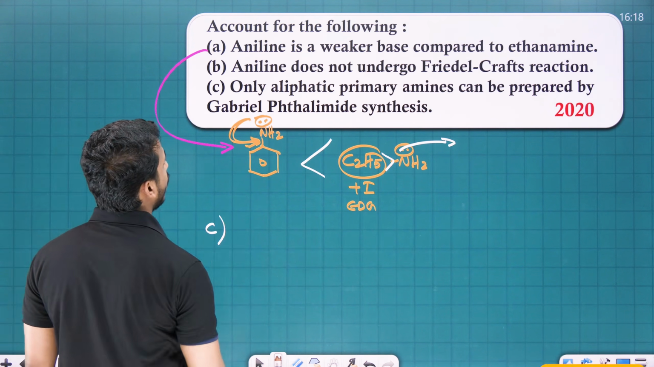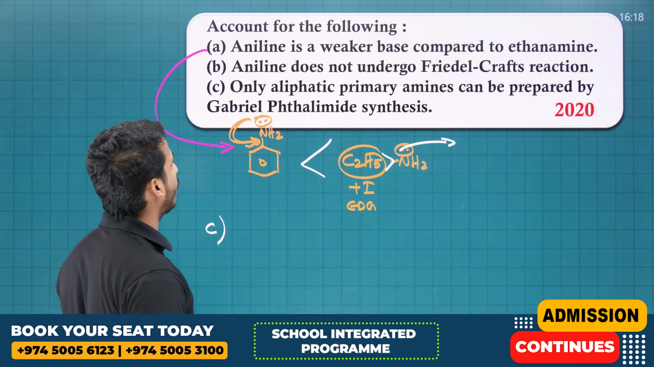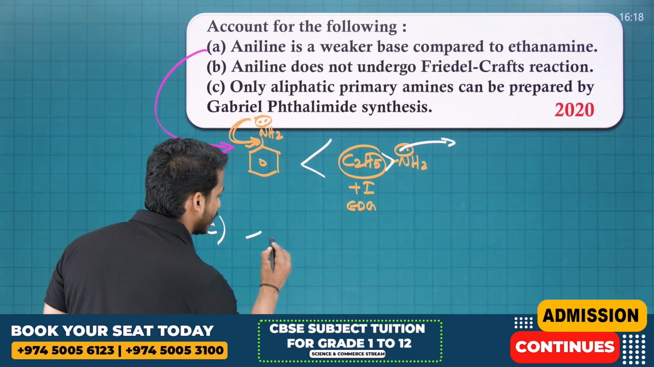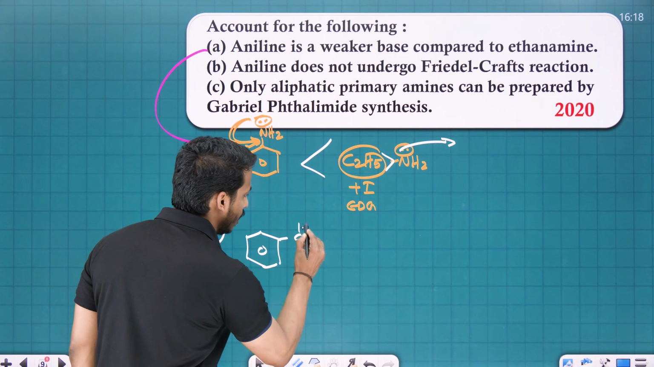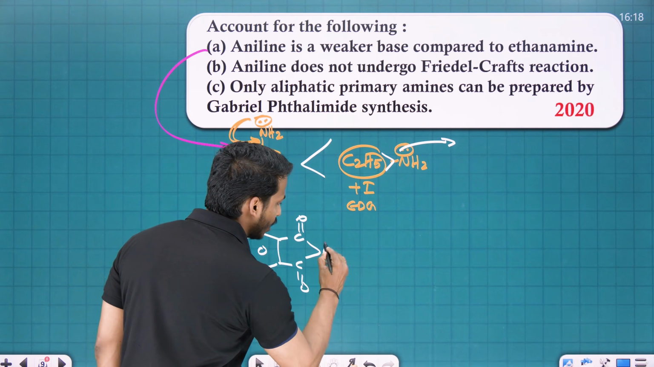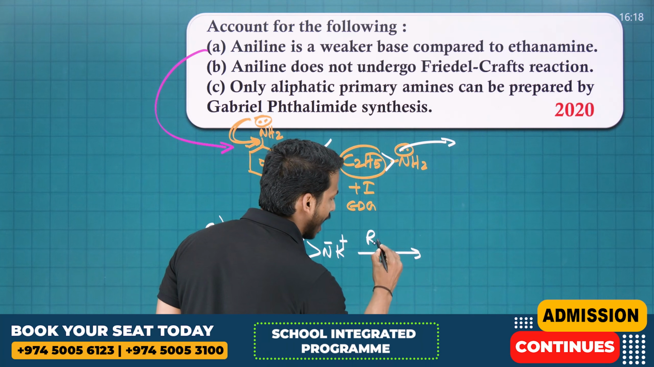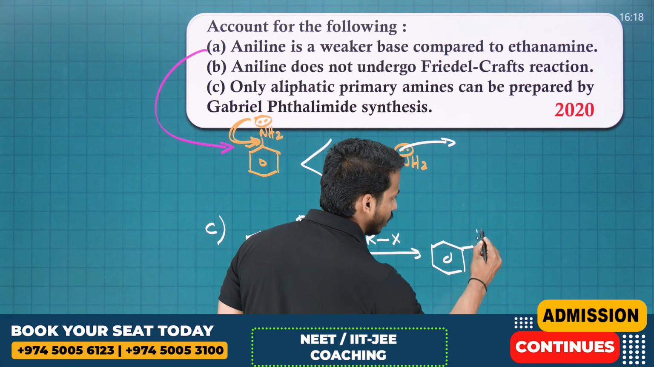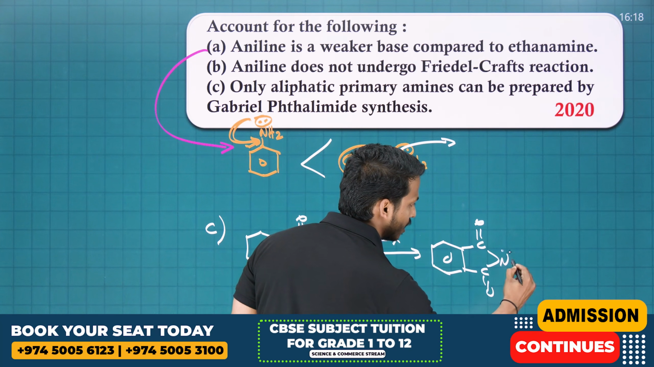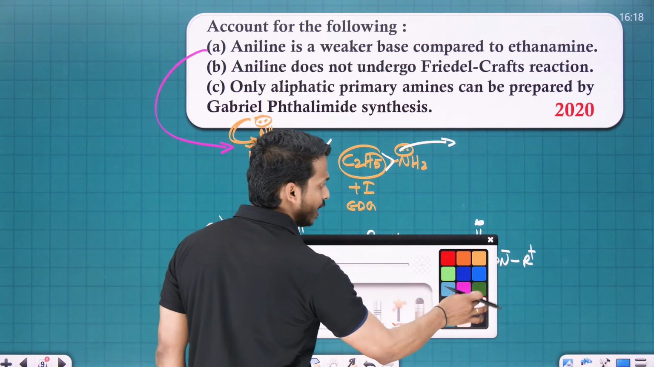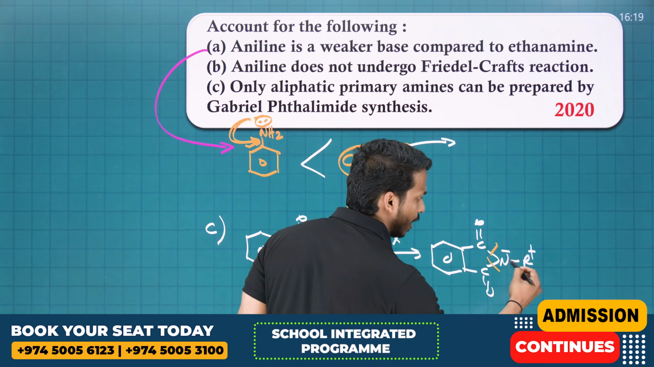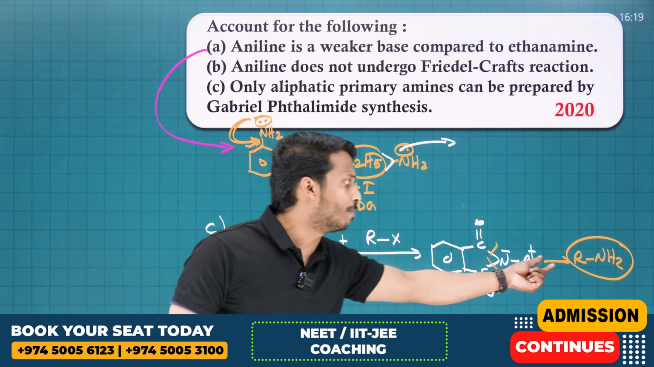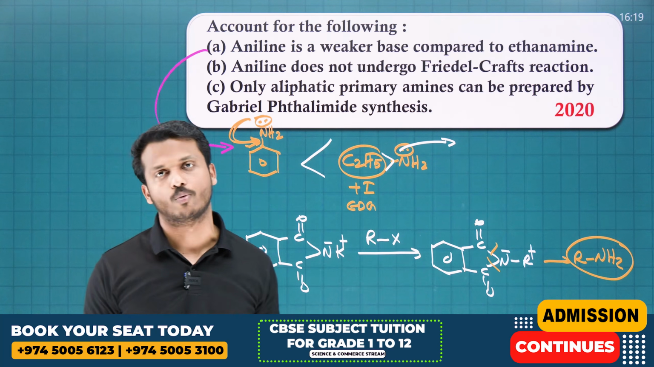What is question C? Only aliphatic primary amine can be prepared by Gabriel phthalimide synthesis. Hope you remember the second step of the Gabriel synthesis. I am writing only the second step. After getting the potassium salt, in the second step we add a haloalkane. So KX will go, and you'll get the phthalimide with CO, N minus and R plus. Finally, when we treat with NaOH, it breaks here and becomes RNH2. Through Gabriel, you can prepare only primary aliphatic amine.